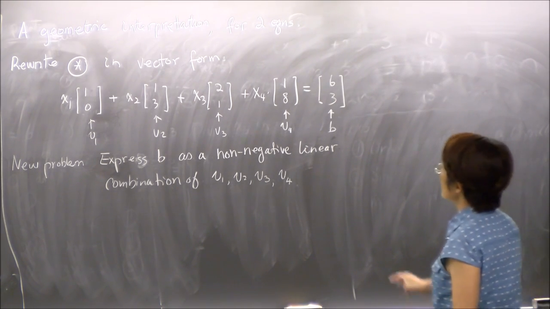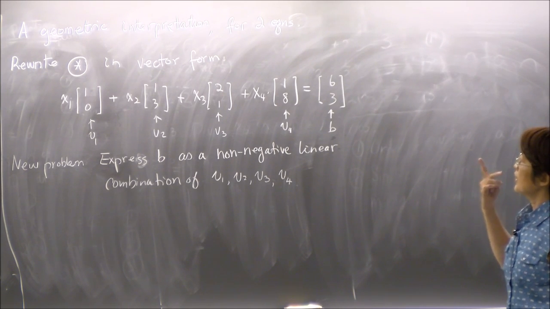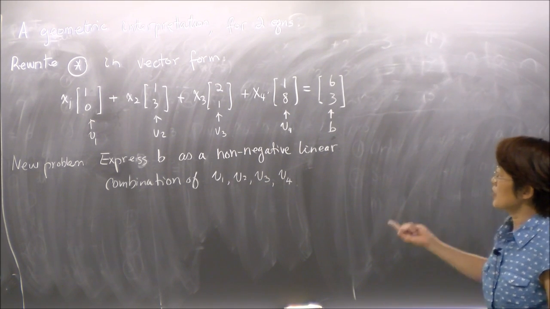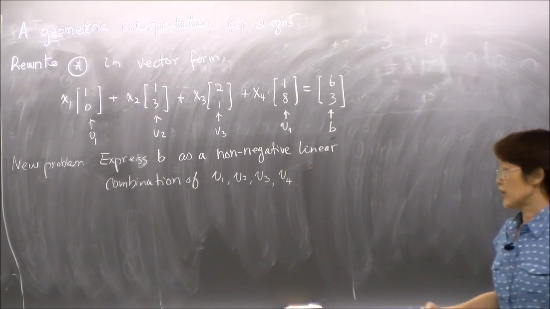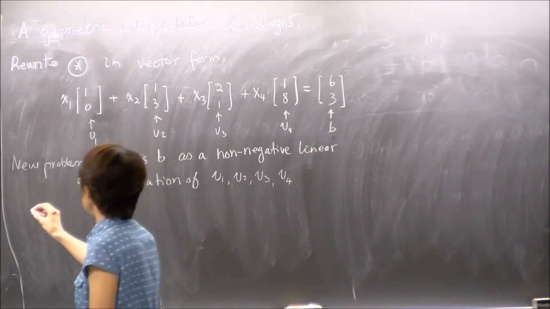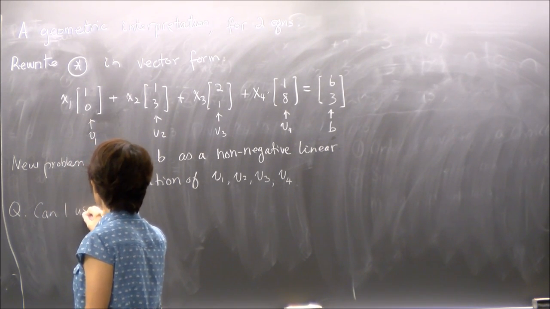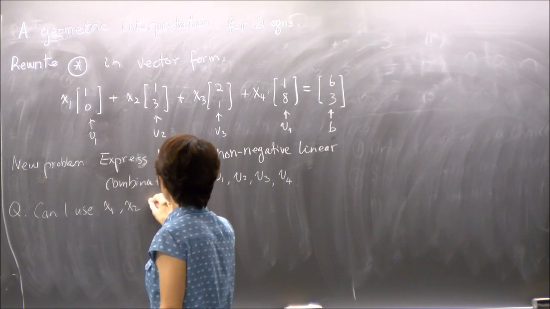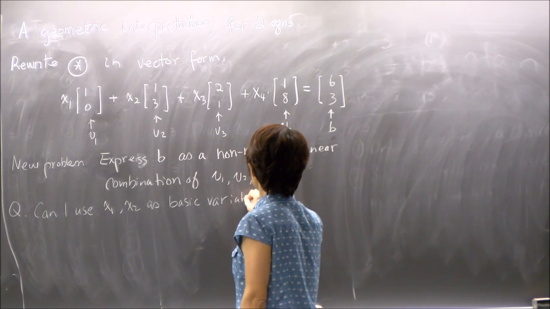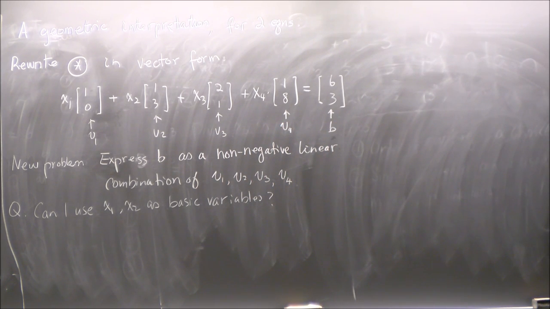Our problem, in the end, why I did this was I tried to figure out, say, if I picked x1 and x2, will this be a good choice for basic variables so that the basic solution is feasible? Is that right? And there, x3 and x4 will be set to be 0. So let me reformulate. My specific question, let's say now: can I use x1, x2 as basic variables to get a feasible basic solution? That's underlined.